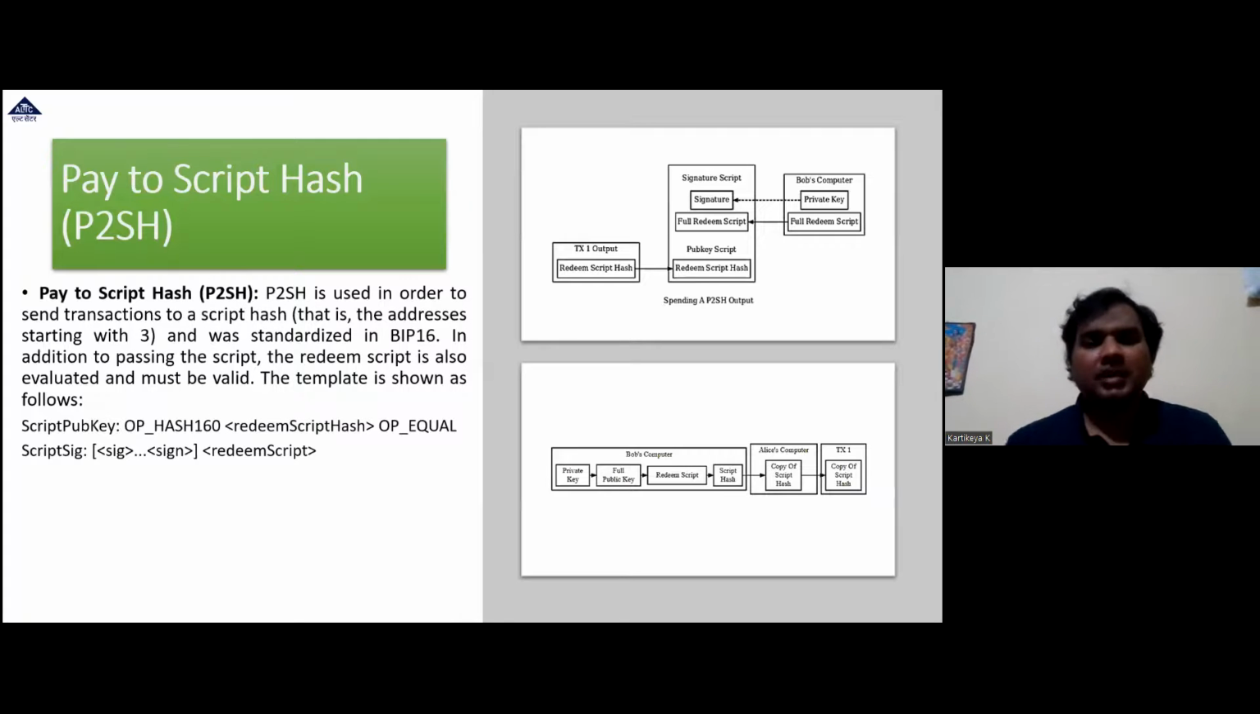P2SH, pay to script hash. It is used in order to send a transaction to a script hash, that is, an address starting with 3, and was standardized in BIP 16. In addition to passing the script, the redeem script is also evaluated and must be validated. The template will be like this.